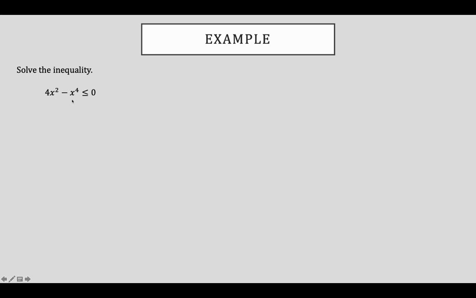And whenever we go to factor a polynomial, we should always look for a greatest common factor first. Notice in this case, we can factor out an x squared. This leaves me with x squared times 4 minus x squared. And we can actually continue to factor this, right? 4 minus x squared, that's the difference of squares.